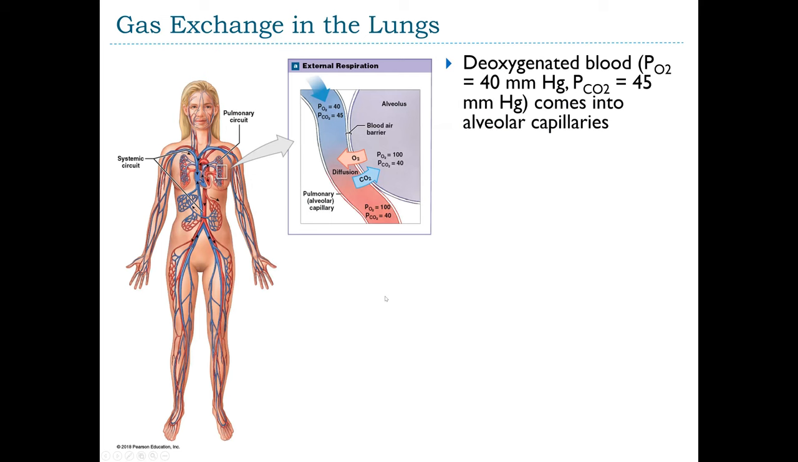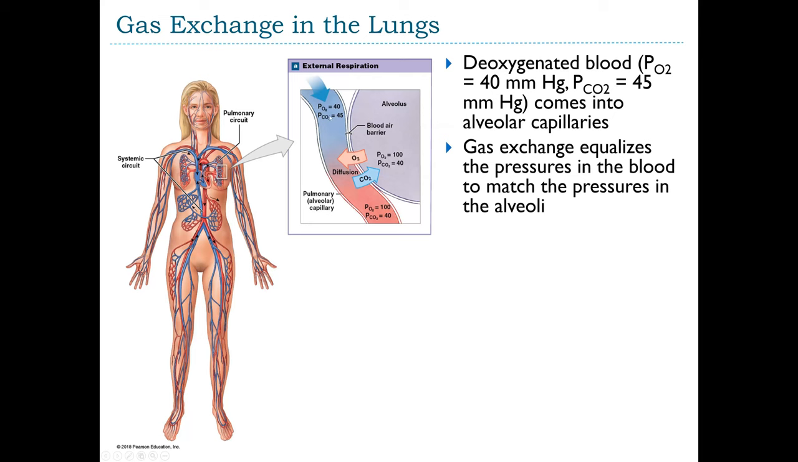So if we take a look at the gas exchange in the lungs, we're looking at the pulmonary capillaries, or the alveolar capillaries. Deoxygenated blood is coming into the lungs, and in the deoxygenated blood, notice that our oxygen pressure is 40 millimeters mercury and our carbon dioxide pressure is 45 millimeters mercury, and that is the gas pressure in the deoxygenated blood coming into the lungs.